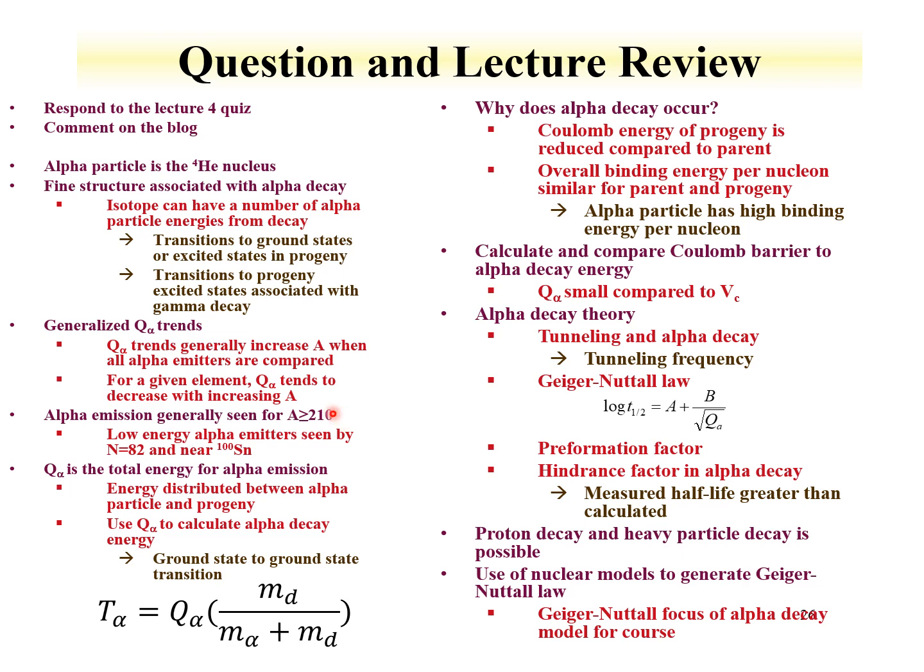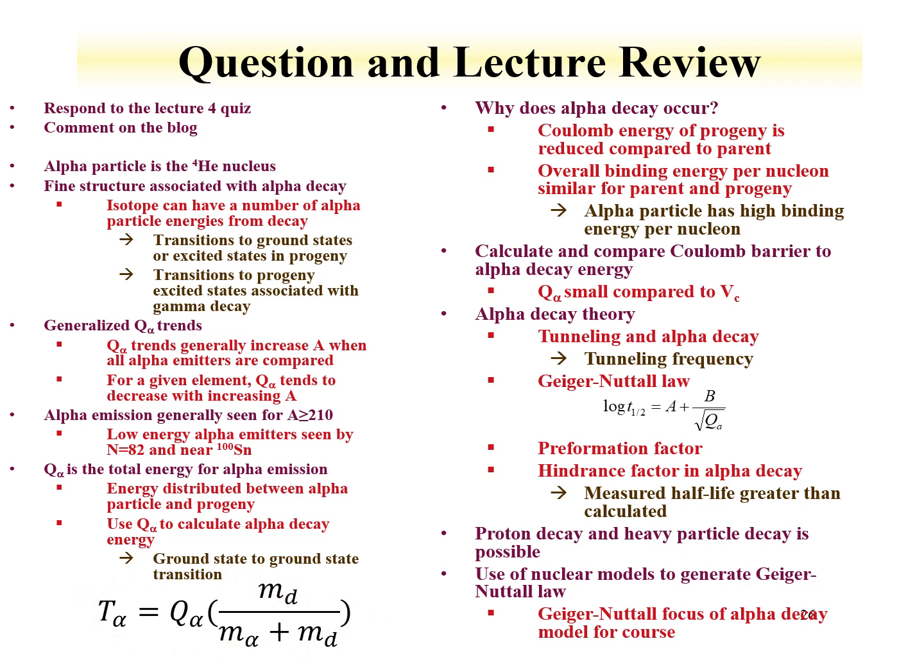Alpha emission is generally seen in the region where isotopes have an A greater than 210. However, low energy alpha emitters are observed near N equals 82, a closed shell, and near tin 100, which is doubly magic. The Q value for the alpha decay is the total energy for the alpha emission. This total energy is distributed between the alpha particle and the progeny. You should be able to use the Q value to calculate the alpha decay energy, and you should remember that this is for a ground state to ground state transition. The equation that would be used to calculate the alpha decay energy from the Q value is shown here.